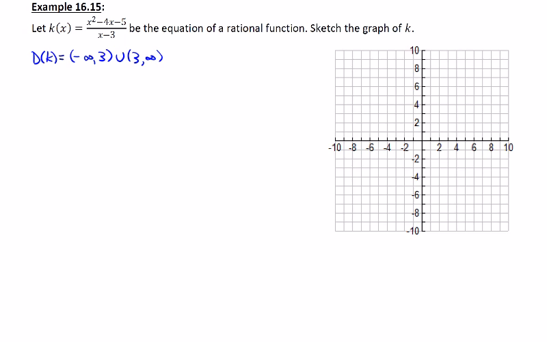This is going to give us one discontinuity at 3, and I'll go ahead and tell you that the discontinuity is going to be a vertical asymptote located at x equals 3, and that would imply that there can't be any holes. All right, none for that.